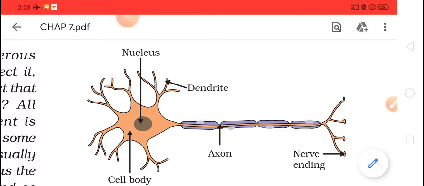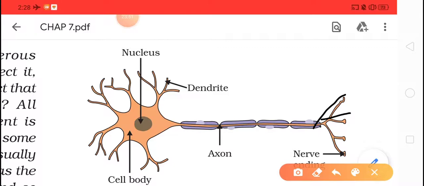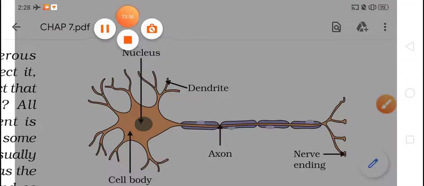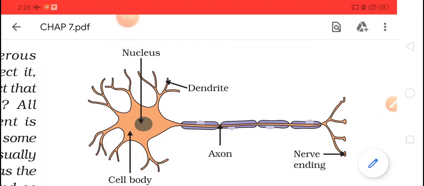This axon terminates into a nerve ending. Okay, they terminate into nerve endings.